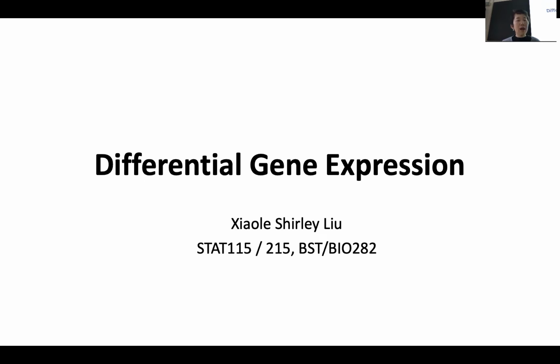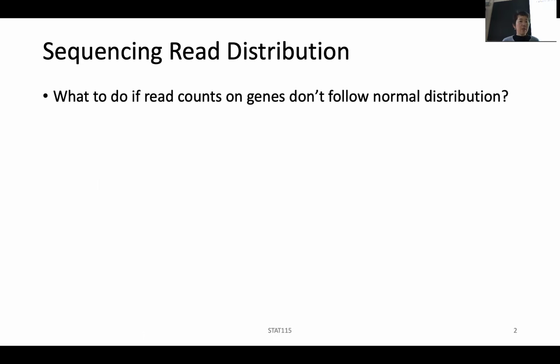All right, so now let's continue with lecture. We talked about RNA-seq in the last lecture, and today we're going to talk about differential gene expression. We mentioned that the sequencing read distribution does not follow a normal distribution. Therefore, the standard tests that people are very familiar with, such as t-tests, would not really work in high-throughput sequencing, at least for RNA-seq. However, there are some simple transformations you can do.